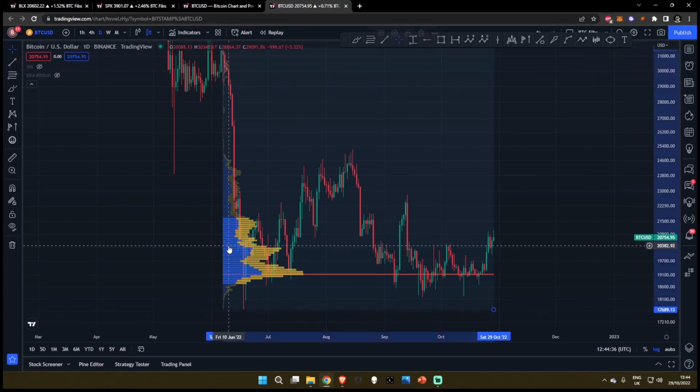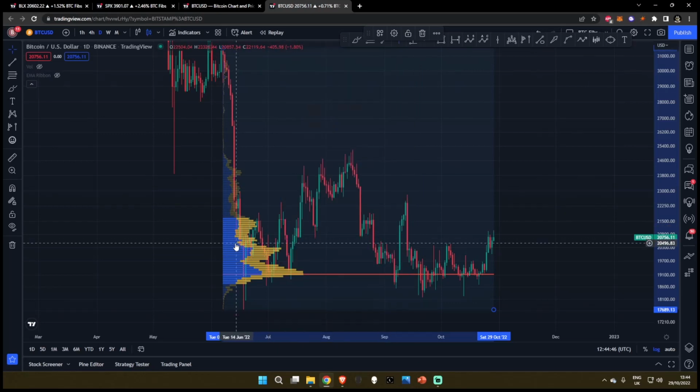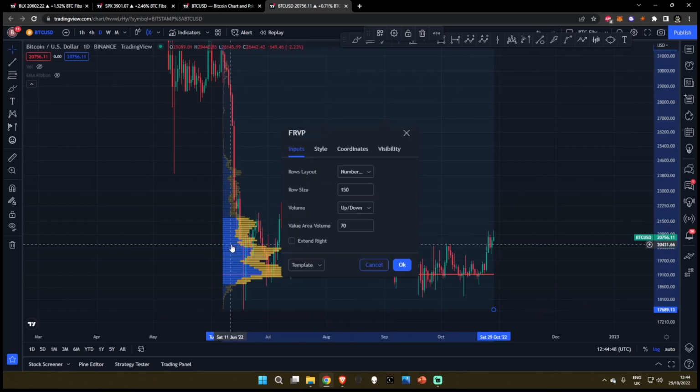Now personally, how I like to use these, if you're looking at these for the first time and you're seeing these blue and yellow boxes, you might be wondering, which is the buy volume, which is the sell volume. So if you want to click on this, simply double click on wherever you've clicked the fixed volume profiles. You'll be automatically on inputs.